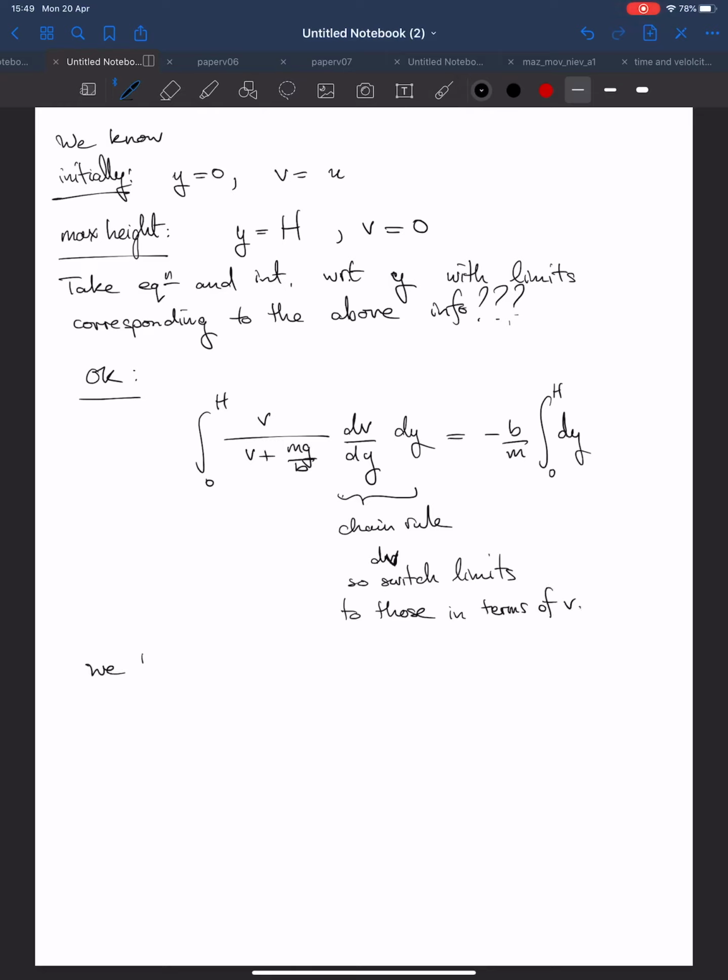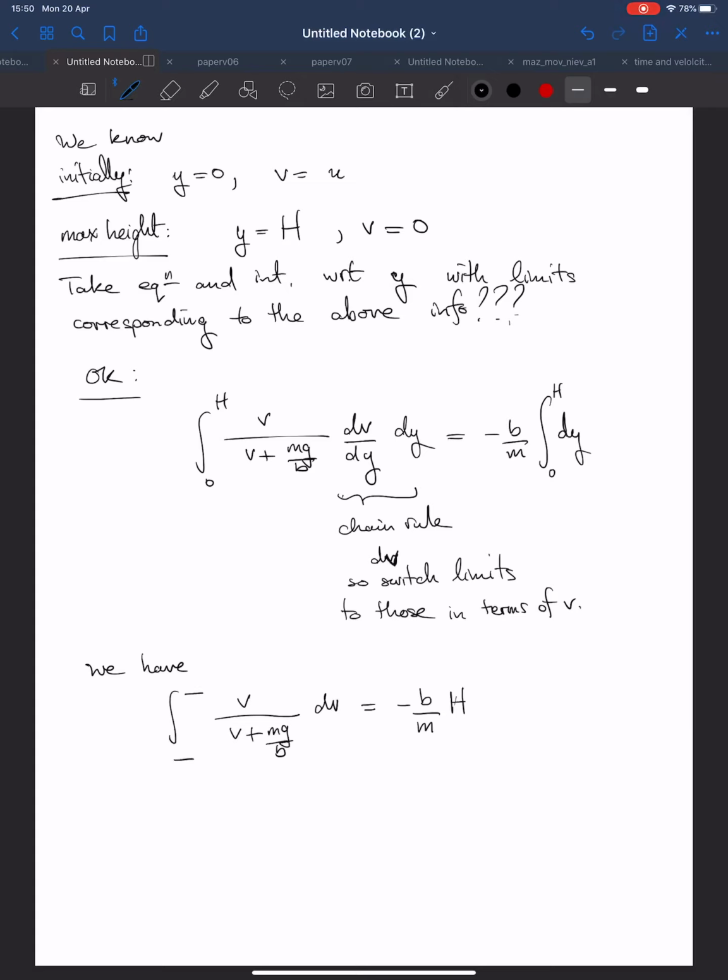We have an integral, almost there. Now, I'll just put this down, mg over b dv equals b over m. Now, this is a straightforward definite integral on the right. To compute it just gives us h. But I have to do something about here and here.